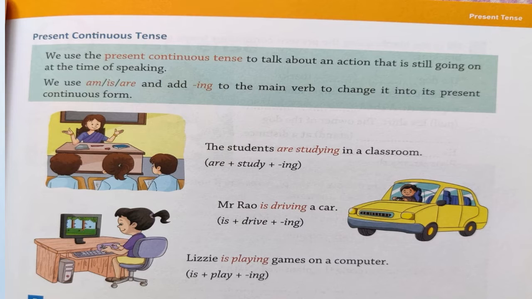Mr. Rao is driving a car. Mr. Rao is singular, so we use is. Drive will become driving by adding ing. Mr. Rao is driving. Here children, when you change the verb into driving, you remove e and you add ing.